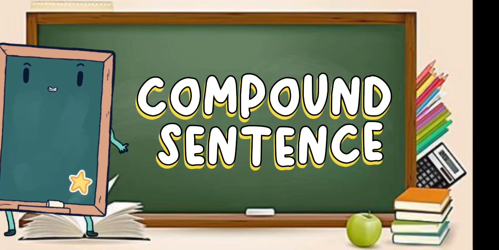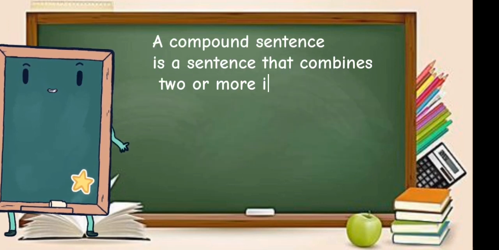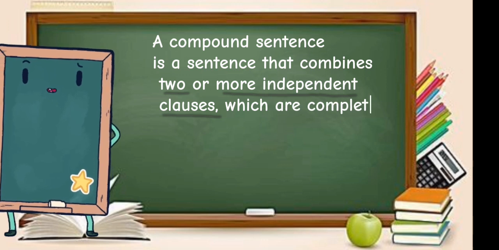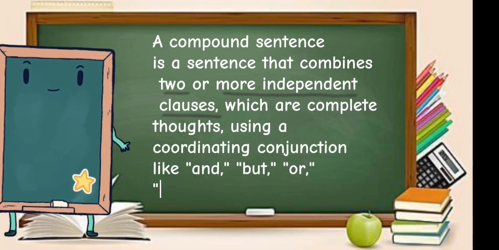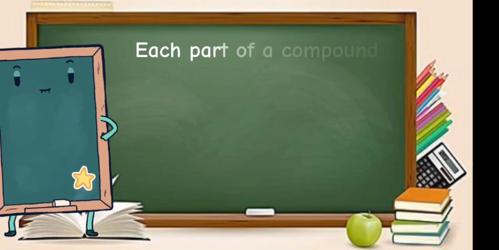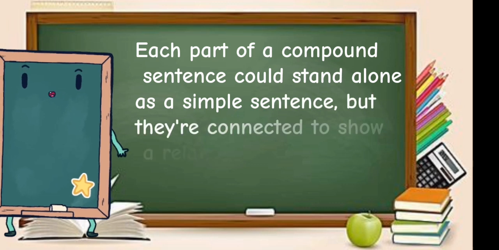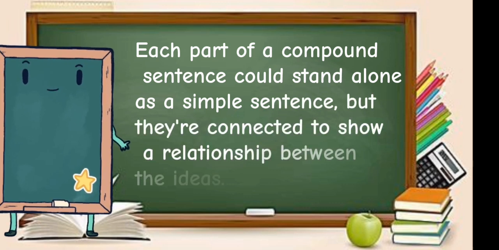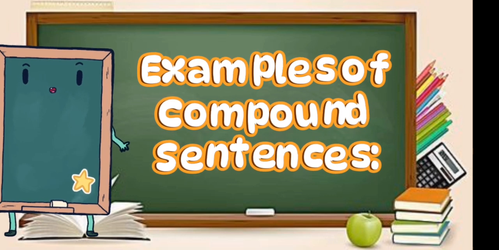Compound sentence. A compound sentence is a sentence that combines two or more independent clauses, which are complete thoughts, using a coordinating conjunction like and, but, or so, or a semicolon. Each part of a compound sentence could stand alone as a simple sentence, but they're connected to show a relationship between the ideas.